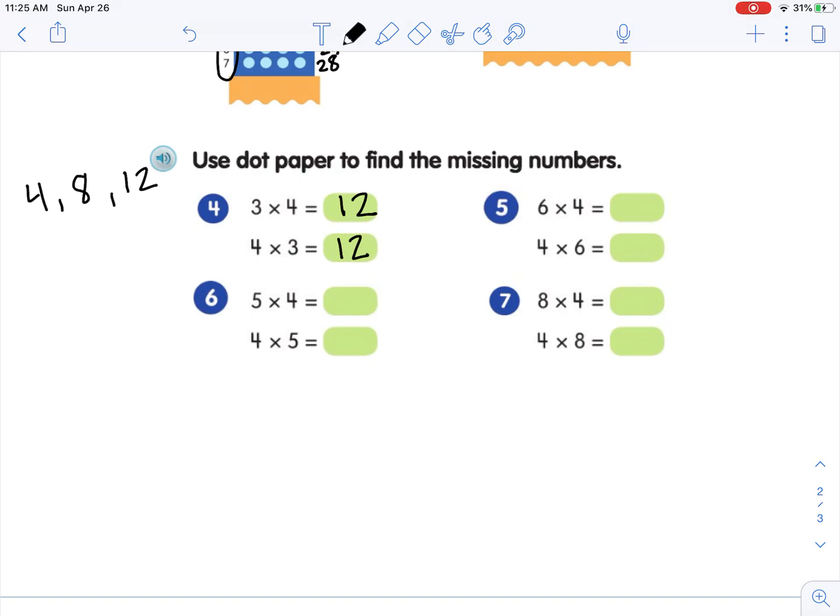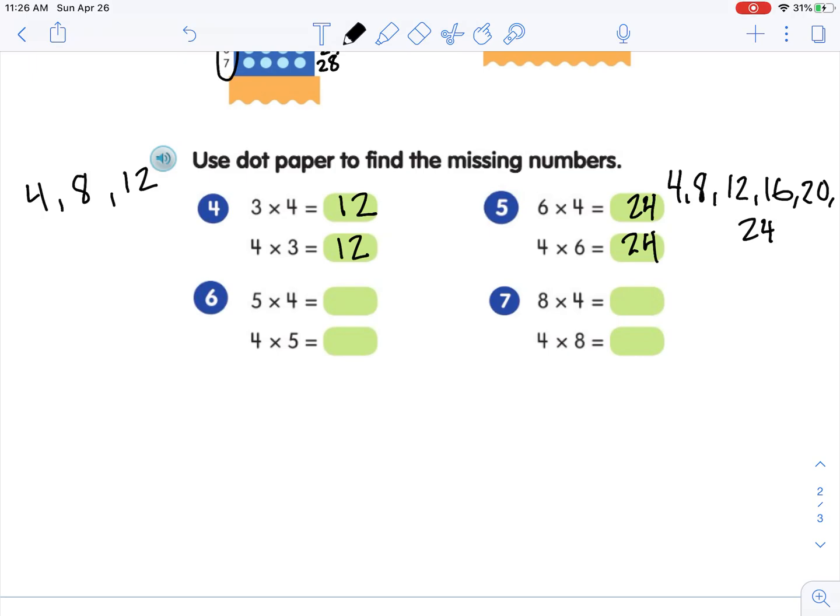Remember, this is the time you want to pause if you're working on this yourself. As I do it, if we're doing it together, I would pause and then check your answers with mine. Number 5 says 6 times 4 and 4 times 6, another related multiplication fact. Well, let me skip count again. 4, 8, 12, 16, 20, that's 5 times. One more, 24. 4 6 times is 24.